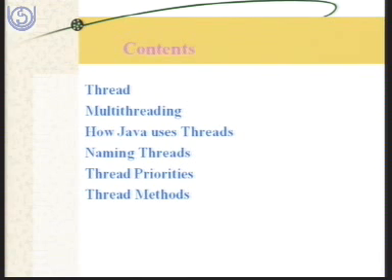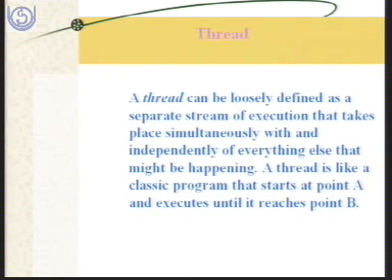So let me start our discussion with threads. If somebody asks you what a thread actually is, in programming terms you can say that a thread is a separate stream of execution that takes place simultaneously with and independently of everything else that might be happening. Means if a program is running, there is a chance that multiple things are happening in that program, and if those multiple things may happen independently or joined to each other, then you can say there are multiple threads running in the program.